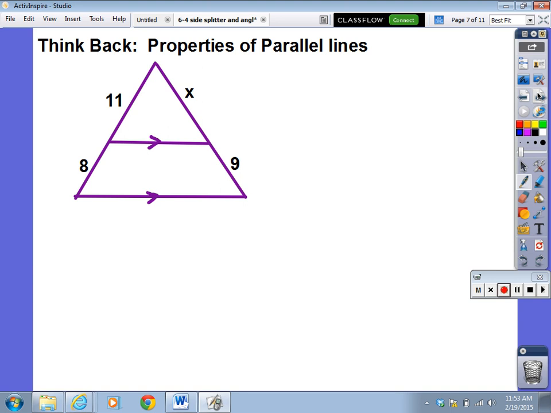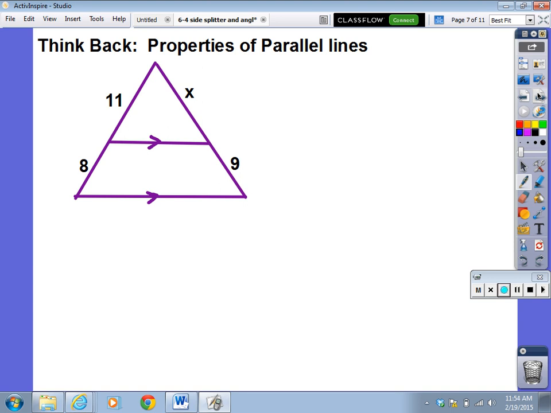All right, so we are kind of shifting gears a little bit, but they still go together. So I want you to think back. We learned about properties of parallel lines. So we learned how to do this problem. This isn't new to us, but let's quickly go through this because we're going to extend on this idea today.